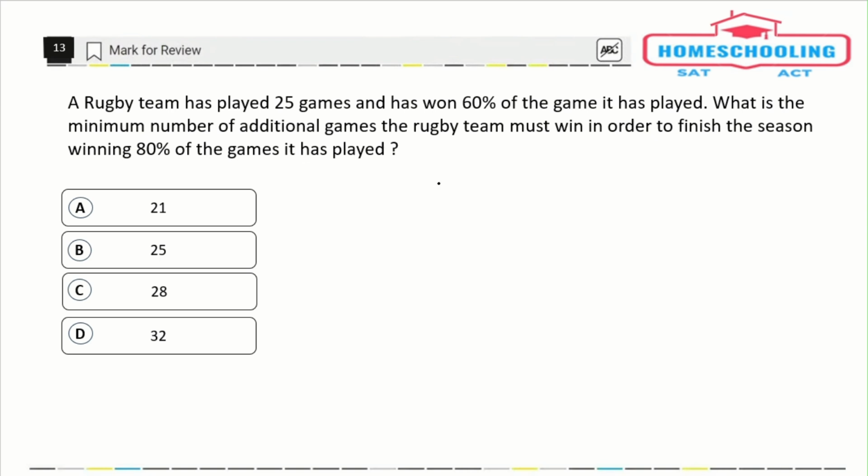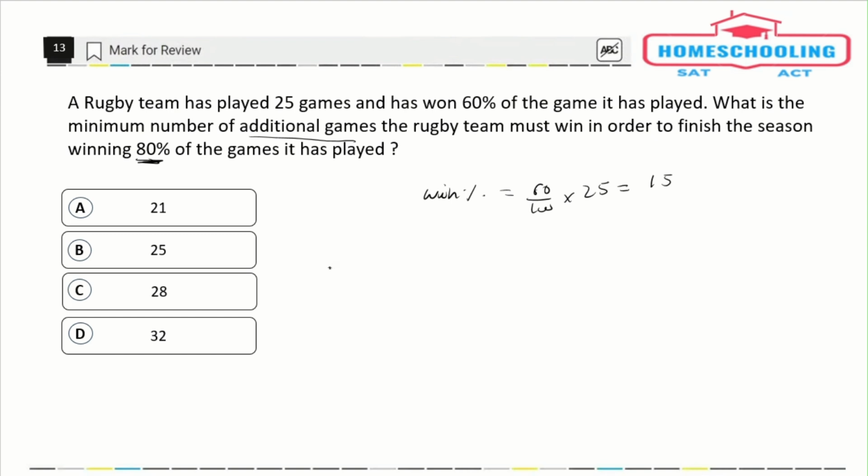So let's take the winning percentage. They have won 60% of the total 25 games. So 60% of 25 games, that would be 15. So we have to find how much additional games the team must win in order to increase the winning percentage from 60 to 80%.